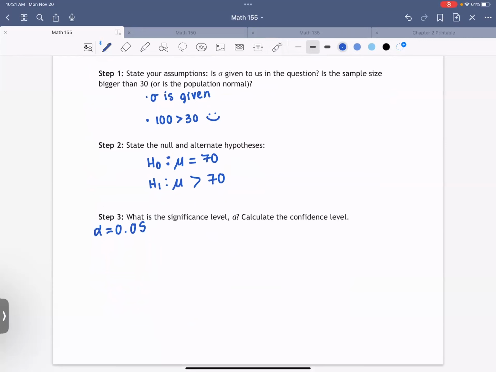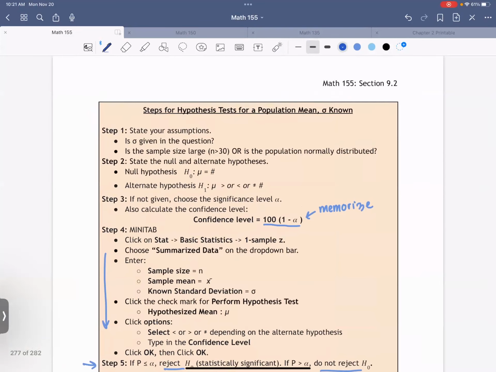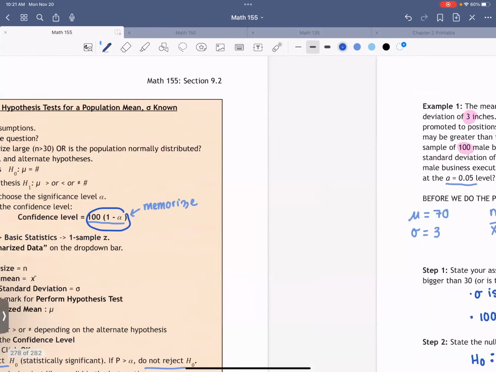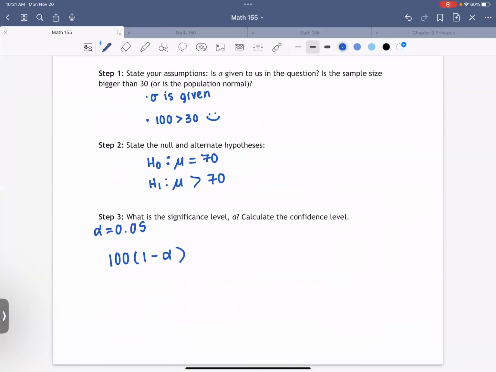It's in the list of steps. Yeah, it's 100 times 1 minus alpha, right? So in that step, this is the formula you have to know. We'll be using it for a while, so you'll get used to it. Okay, so this is 100 times 1 minus 0.05. Personally, I like to subtract first, then multiply. So 1 minus 0.05 is 0.95. And if I hit that with 100, we get 95% as our confidence level.